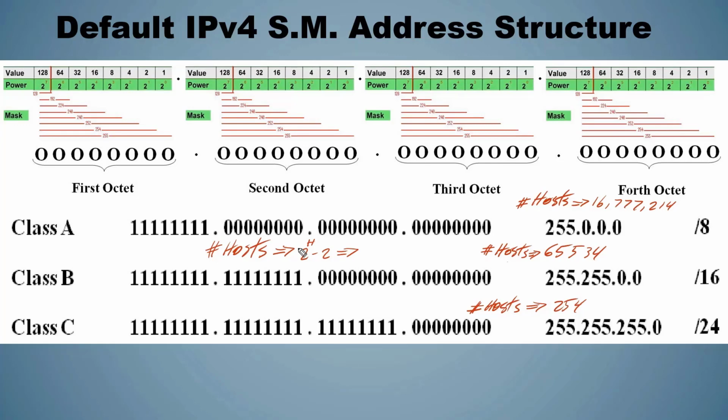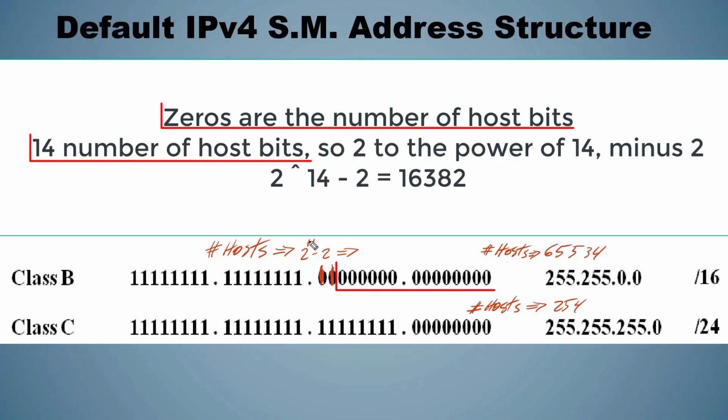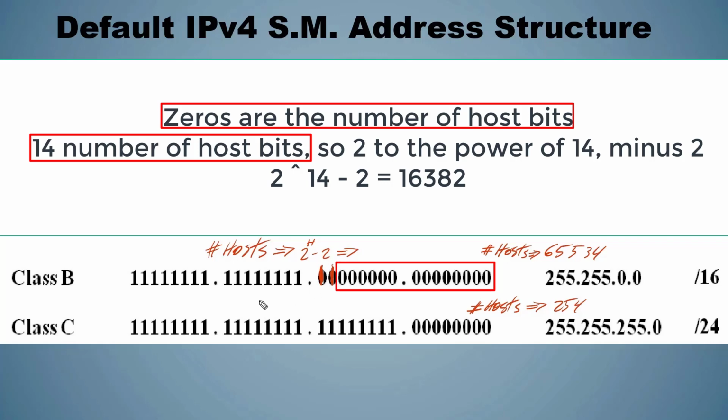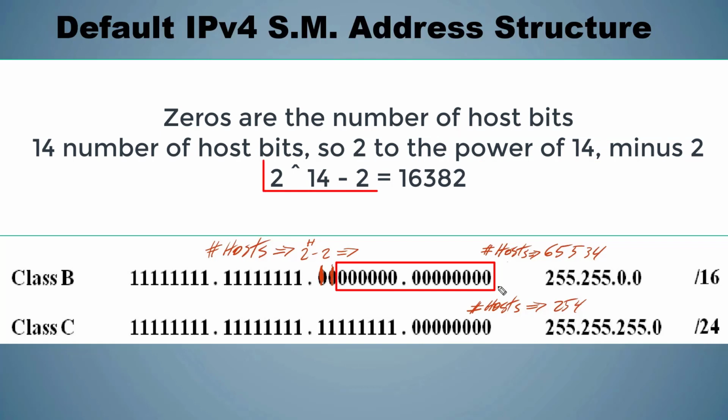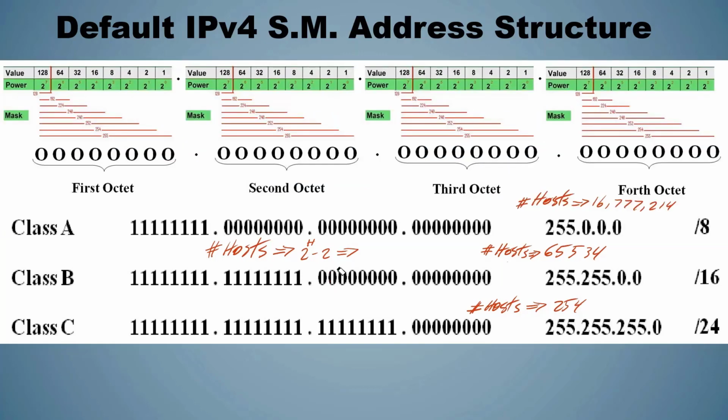So for example, if we had also, let's say in Class B, let's say if this one and this one also were turned on, therefore it would be the available IP addresses we can use. But here in this example, we are just using the default subnet mask. And just remember, this is the formula to get the available number of hosts.